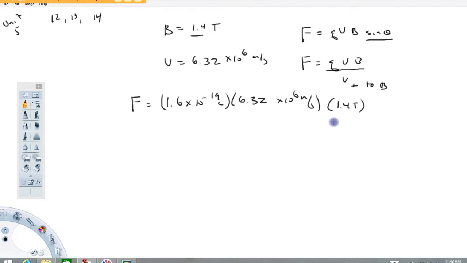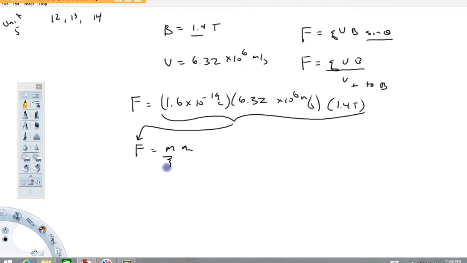Part B says, what's the magnitude of the acceleration? So that's a Newton's second law question. Remember, Newton's second law is net force equals mass times acceleration. If there are no other forces acting on this proton, then this is the net force. This is going to go here. You're going to go ahead and look up the mass of a proton and then find the acceleration.